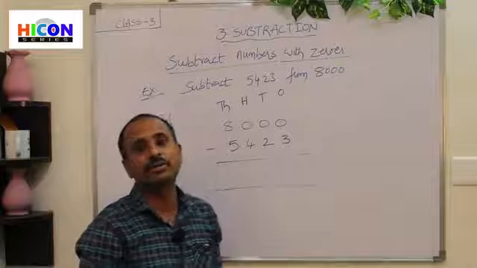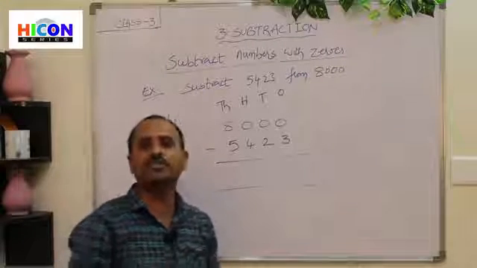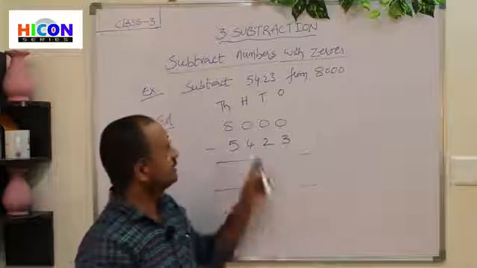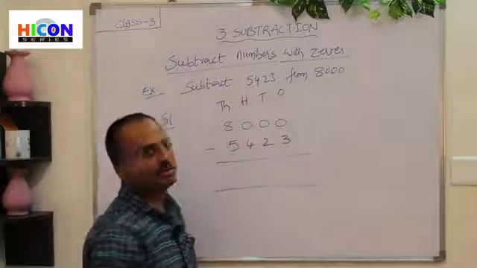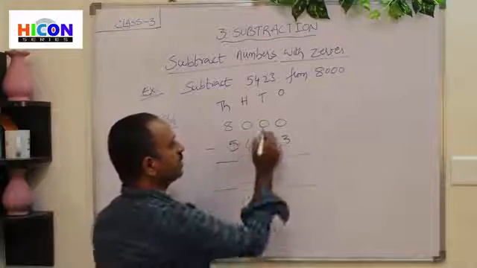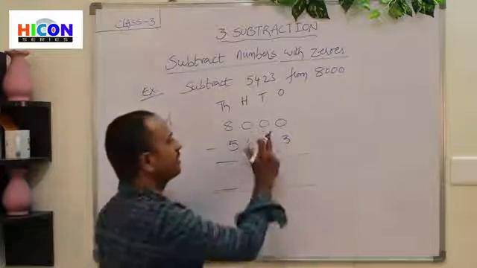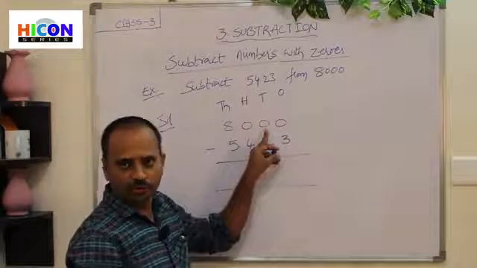Now what we have to do? Already we have discussed in the previous exercise. If subtraction is not possible, then we have to regroup. So regroup the tens place. That means we have to take borrow from the tens place. Now in the tens place, how many tens are there? Again there are 0 tens. That means there are no tens in the given place. 0 means there are no tens.